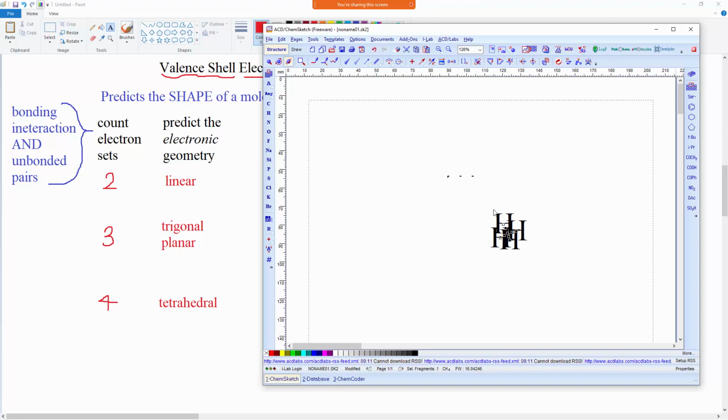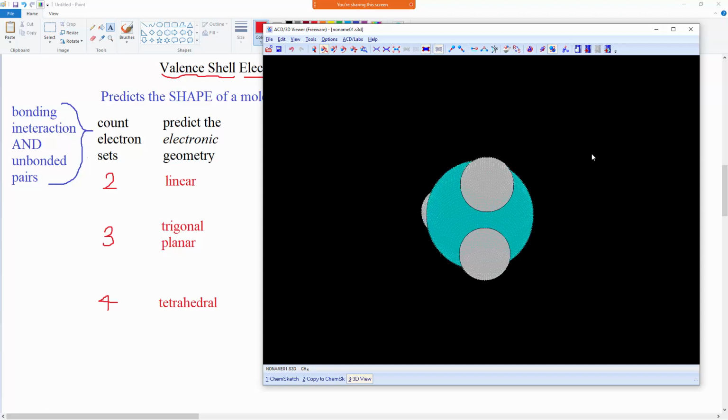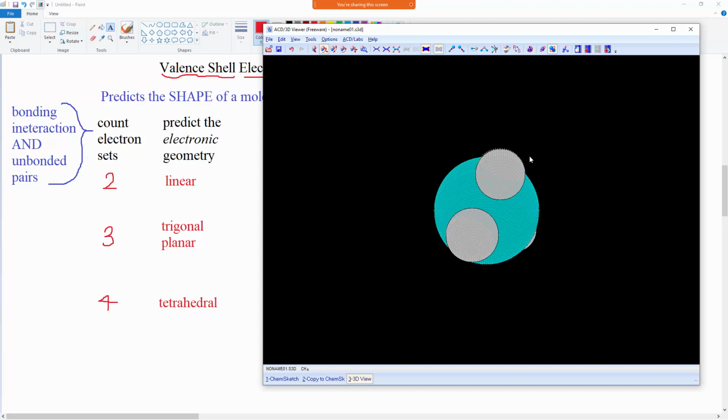Oh, wait. Now I can set it up to rotate. Haha. Can you guys see what I'm seeing? Okay. It's kind of going back and forth between different models.